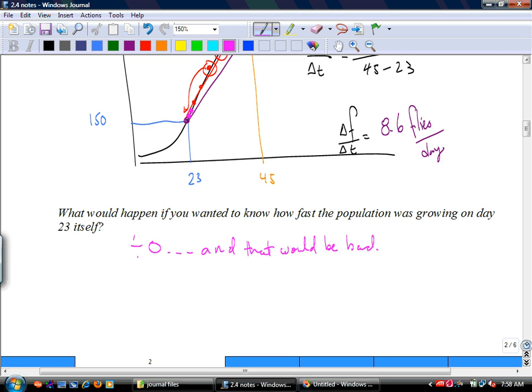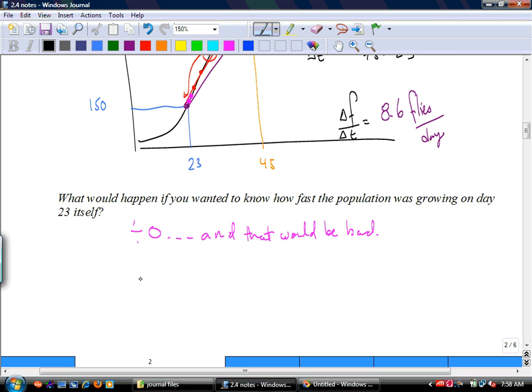But what we would like to do is take delta f over delta t as the limit. Give me some letter. I don't want to use x, because x usually you think about as coordinates. I can't use f. So n, okay, as n approaches 0, of the fruit fly population at 23 minus the fruit fly population of 23 days plus some n units, right.